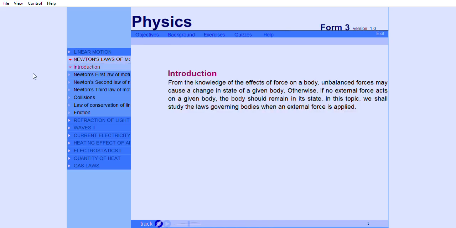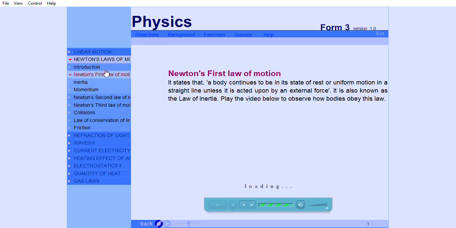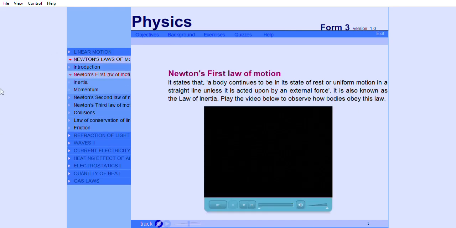Introduction. From the knowledge of the effects of force on a body, unbalanced forces may cause a change in state of a given body. Otherwise, if no external force acts on a given body, the body should remain in its state. In this topic, we shall study the laws governing bodies when an external force is applied. Newton's first law of motion.